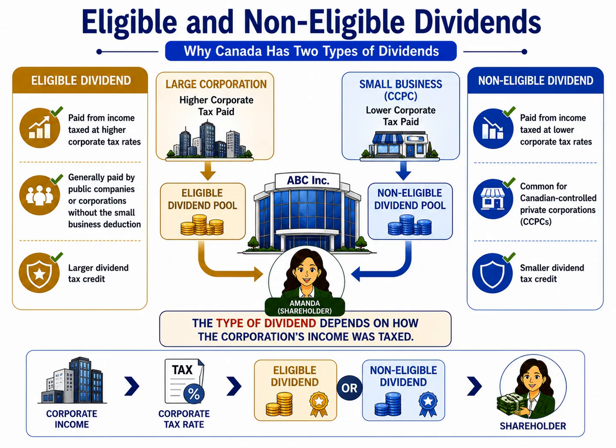Eligible dividends generally come from income taxed at higher corporate rates and provide a larger dividend tax credit, while non-eligible dividends usually come from income taxed at lower corporate rates and provide a smaller dividend tax credit. This system helps maintain fairness by supporting Canada's principle of tax integration.